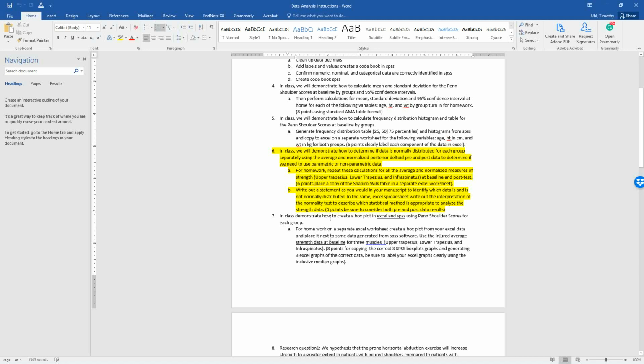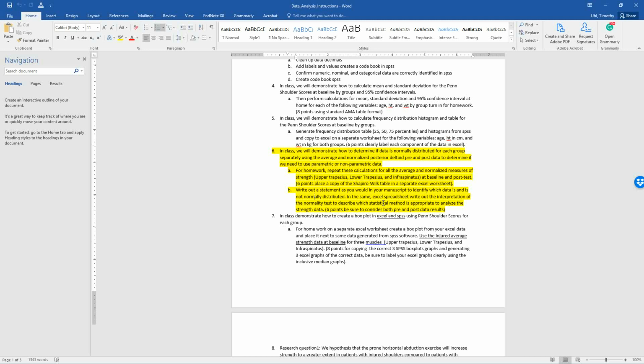Oh, I'm sorry, I'm looking at the wrong one. I apologize. So for the homework, you're going to repeat these calculations for the average and the normalized measures for the 3 muscles at baseline and at post-test. And then you're going to write the interpretation of that data. Stick with the yellow instructions there, Tim. So that should be what you're looking for to do when you do the normal distribution tab.